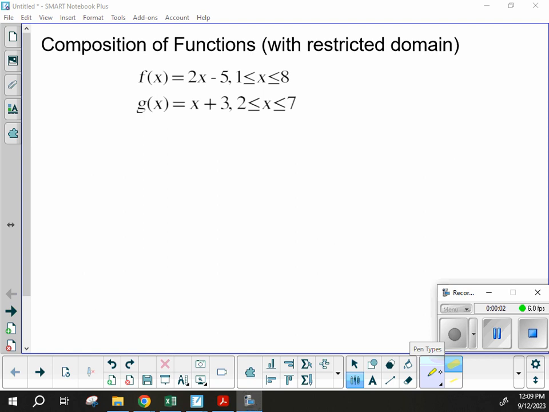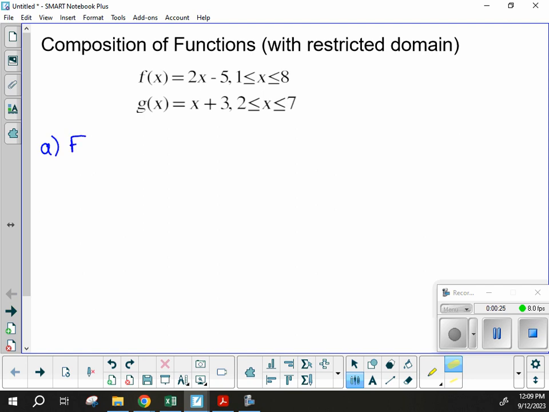Okay, let's work through an example of finding a composition of functions where we have a restricted domain set for both of those. So we're going to find f of g of x and g of f of x. We'll go through both with those restricted domains, find their new domains. So go ahead and pause the video for a second if you need to copy those down, and then go ahead and start when you're ready.